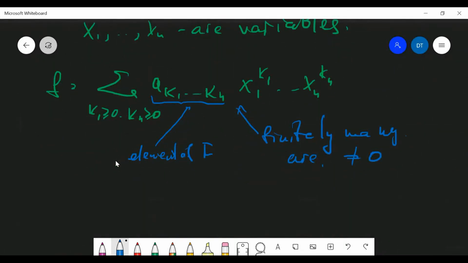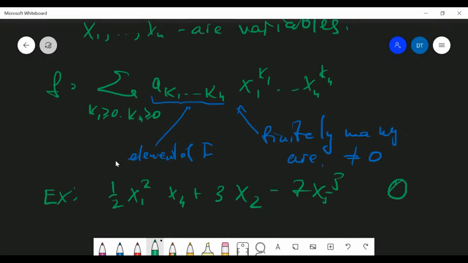Well, for example, we may have something like this: 1/2 x1^2 x4 + 3x2 - 7x5^8. So this will be an example of a polynomial in 5 variables, x1, x2, x3, x4, x5, with rational coefficients. So here the field is Q.